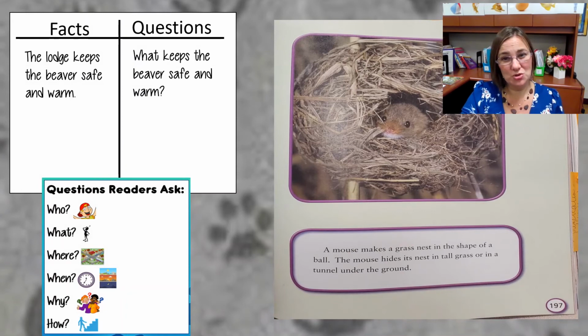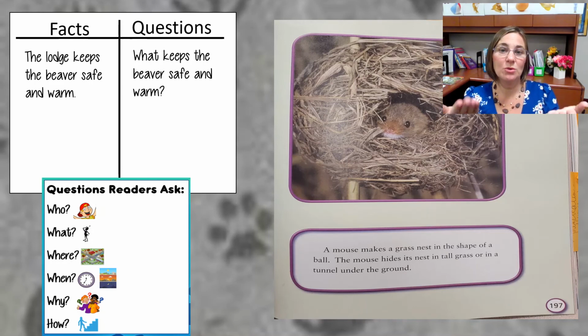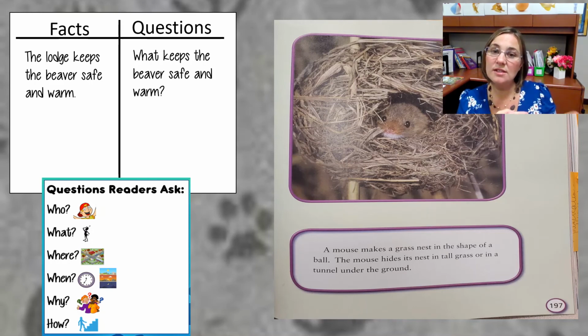Now I want you to try. I want you to find page 196 and reread the text on that page. I want you to think, what is a fact from this page, and turn it into a question. Then go to the next Nearpod slide and record both your fact and your question. You can either type it in the box or you can just hit the record button and record yourself answering the question.